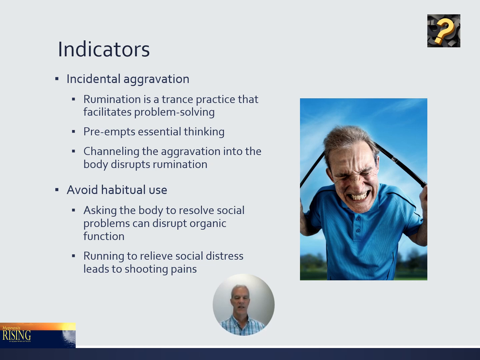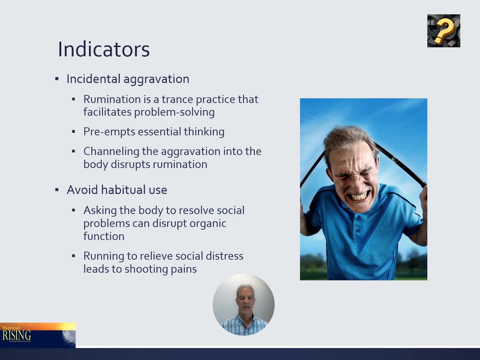Rumination is a trance process that conditions the subconscious to take up problem solving in dreams. When the client comes to our office in trance, our first concern is to get them out of trance so that we can build rapport in the alpha state. Channeling aggravation into the body is a stopgap that disrupts aggravation. We need to be careful to avoid establishing this practice as a habit pattern.